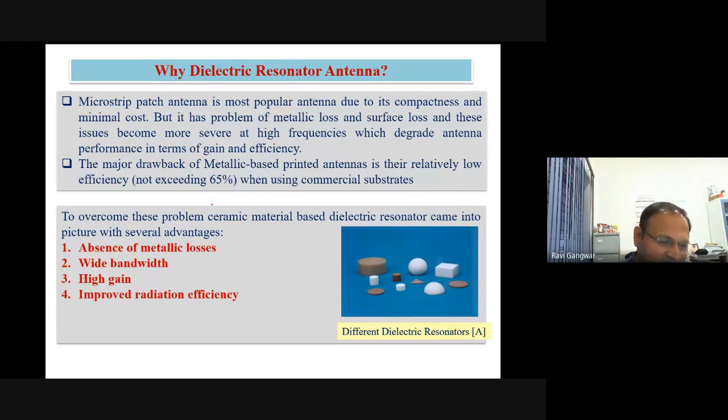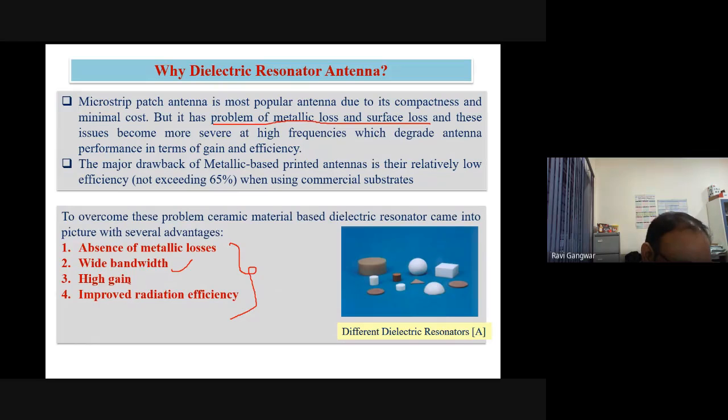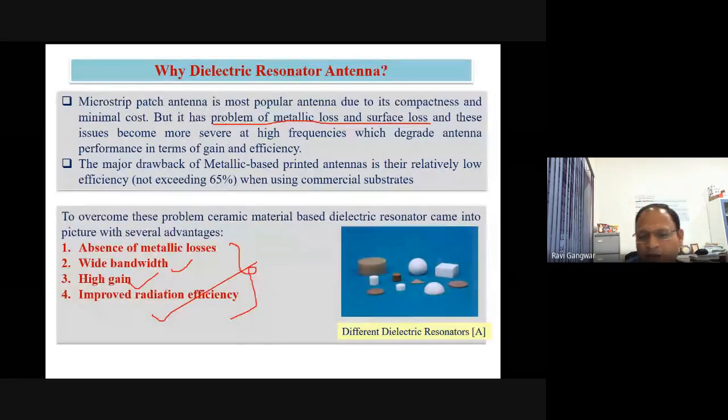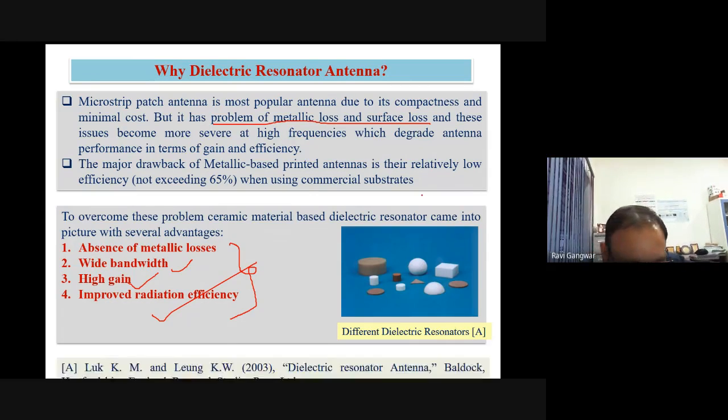And when they observed this, they got four important features. Absence of metallic loss, because here the radiating element is only ceramic material, which is dielectric in nature. That means there is no metallic structure, so there is no chance of metallic losses. This problem is completely resolved in the case of DRA. And due to that, we have wider bandwidth, high gain, and improved radiation efficiency. That's why it is getting much more popular among researchers. And nowadays they are fully focused on designing DRAs, which are useful for the current requirements of consumer electronics as well as other types of systems.